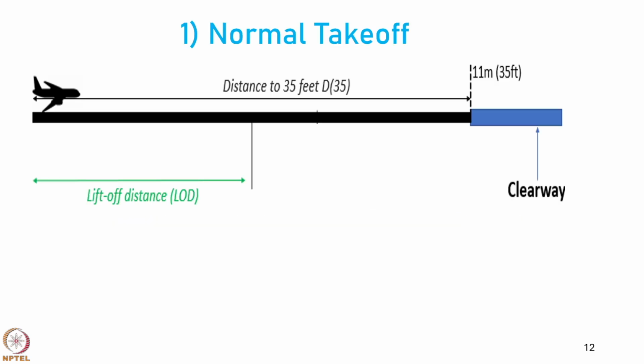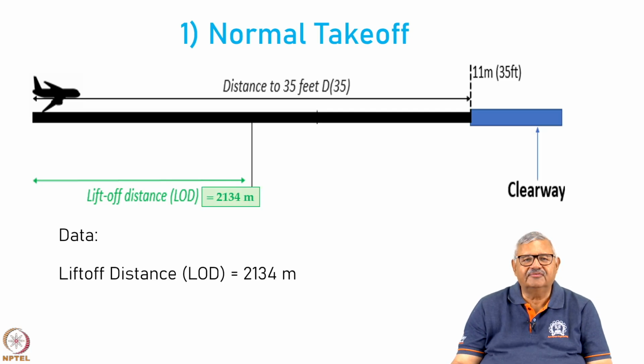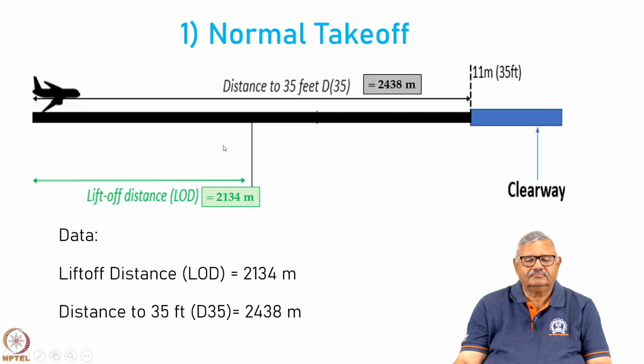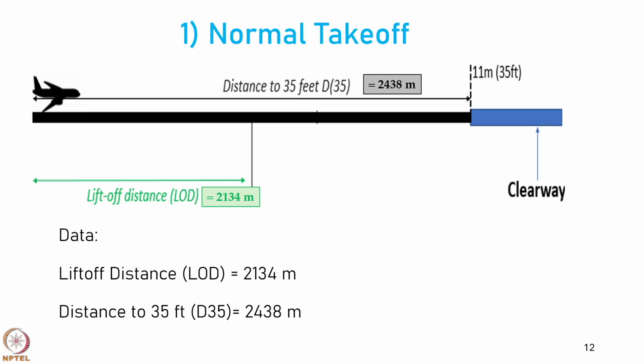So, again we took the normal takeoff case. The data given, as I mentioned to you, is that the lift-off distance, or the distance to achieve lift-off from start, is 2134 meters, shown in the green arrow here. This distance is the lift-off distance, and then there is a distance to 35 feet, which is shown in the figure in black color. So, therefore, what is the value of TOD1? By definition, TOD1 is going to be 15% extra of the distance to 35 feet.